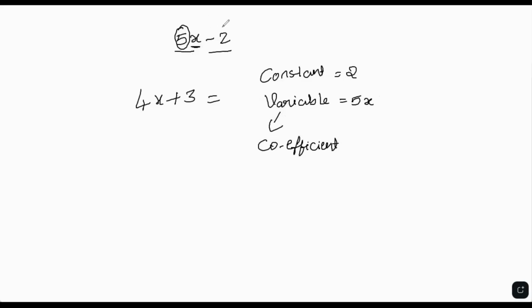Okay, so let's see. This is a variable, right? If I multiply x with the 5, then 5 is called as coefficient of x. 5 is coefficient of what? X term, variable term. Okay, fine, got it. So we have learned 3 terms here. The one is constant, the other is variable, and coefficient of x or variable.